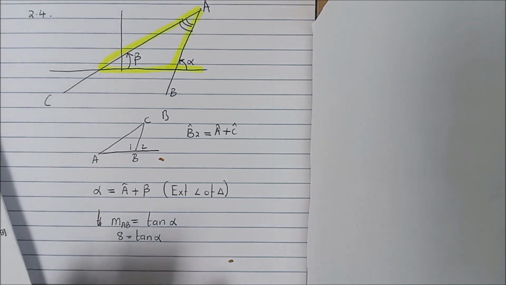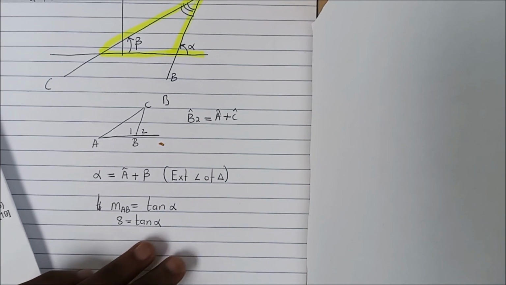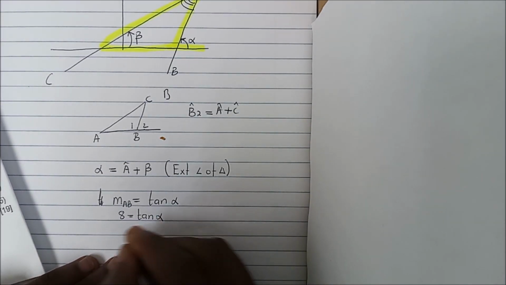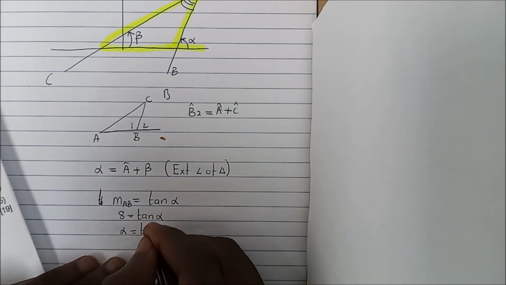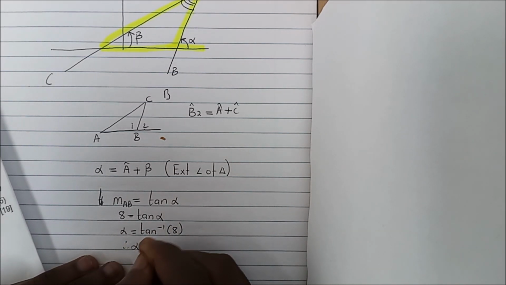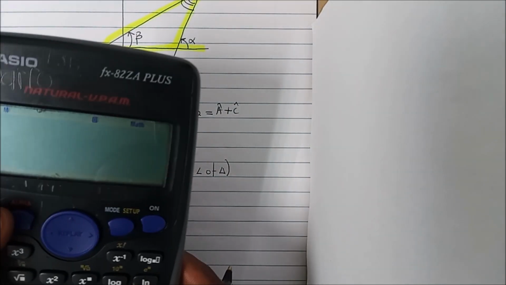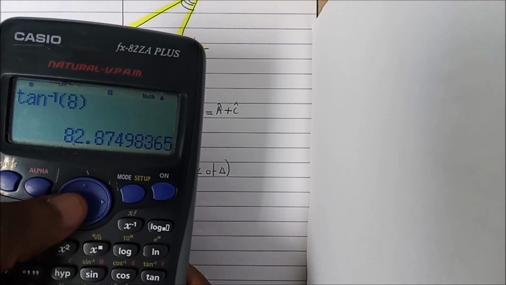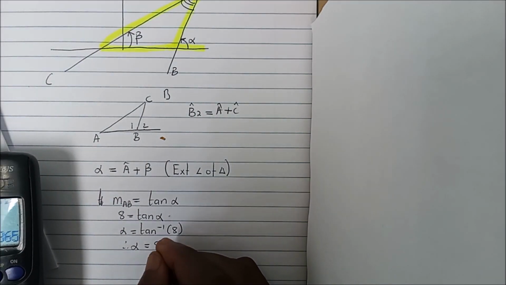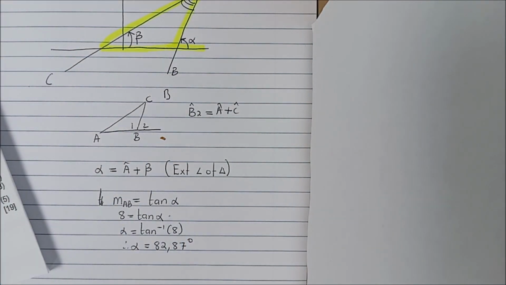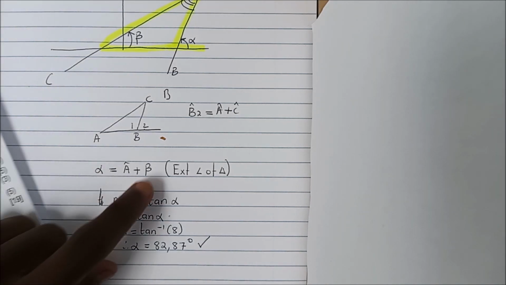And then we can use the idea of solving trigonometric equations to find alpha. So alpha will be arctan of 8. If you put that in a calculator, that is 82.87 degrees. So now we are going somewhere. We have alpha. So now we need beta.